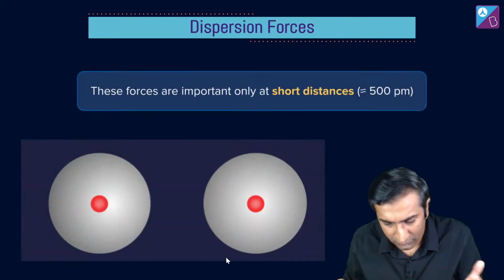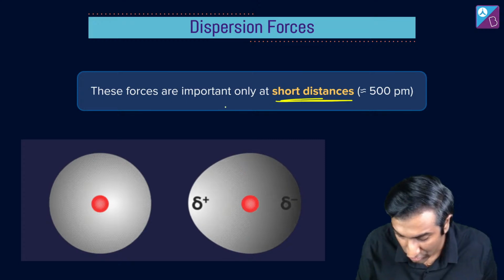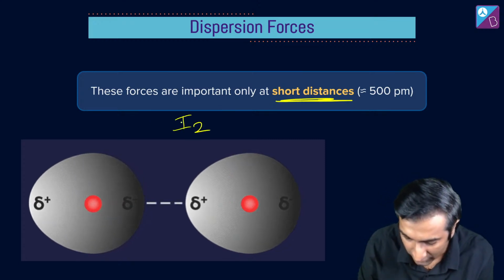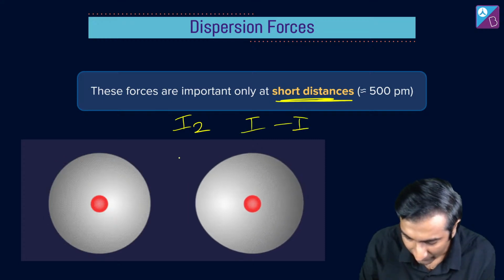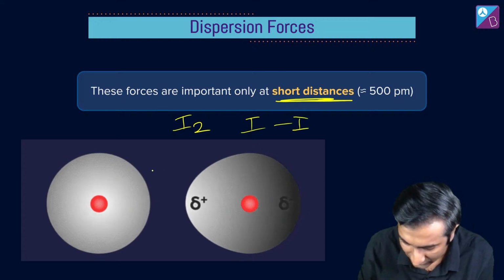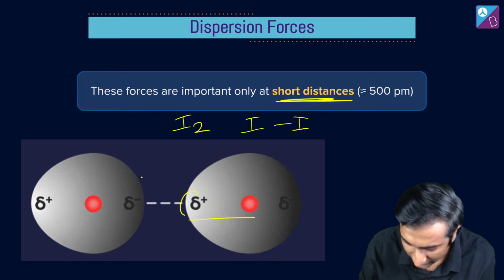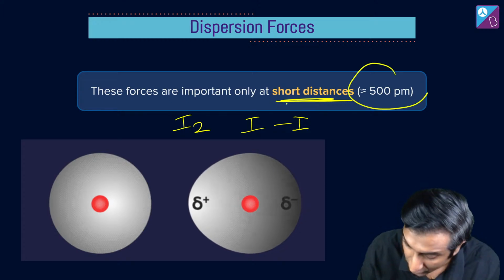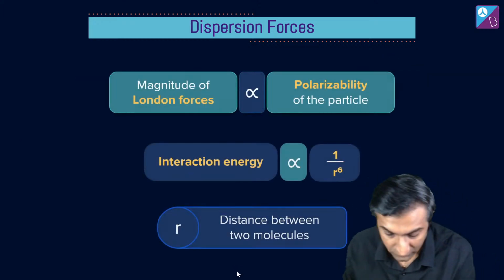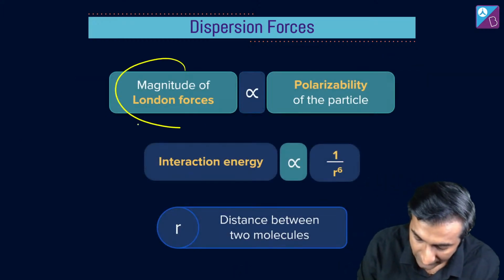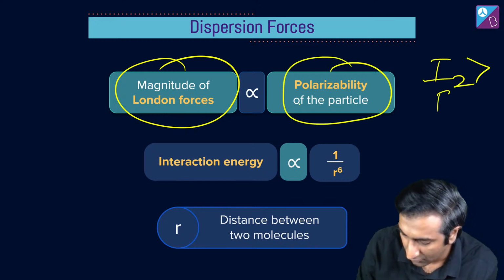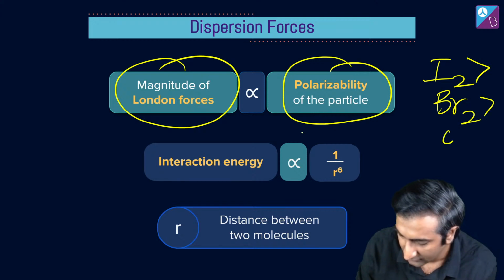And this is also good, but this works at a very very short distance. So see, the best example for this is something like an I2 molecule. Okay, दो I हैं and उसके बीच में there is like a small distortion happening, and because यहाँ प्लस है तो यहाँ पे माइनस हो गया, ठीक है, and it goes away, and it's valid only for very very short distances. And again, the magnitude of London forces is proportional to polarizability. मतलब कि iodine is going to be a lot more than bromine, it's going to be a lot more than Cl2 and F2 etc etc.